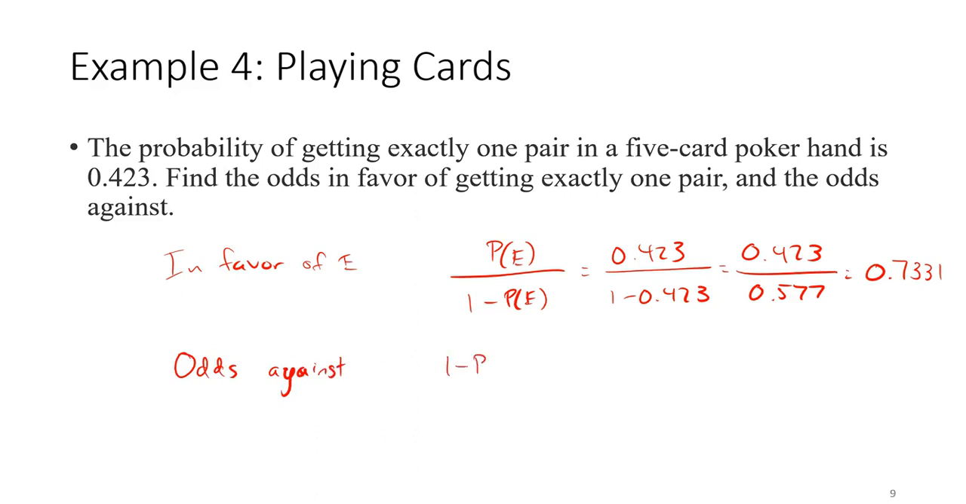To find the odds against, we're just going to use the opposite formula, or we're going to flip the fraction, which will just flip the decimals over here. 0.577 divided by 0.423, which equals 1.364.